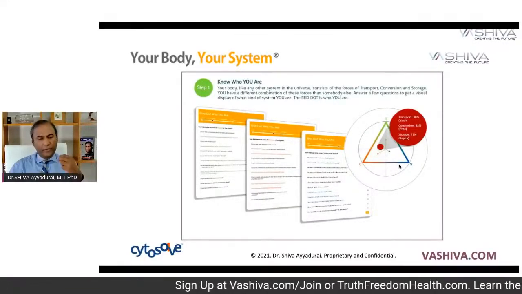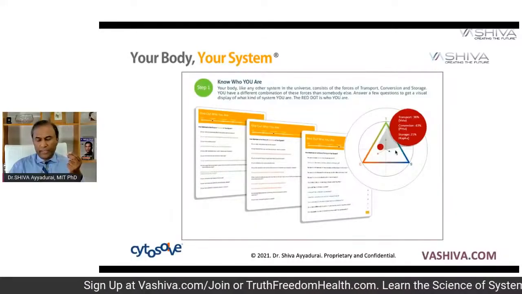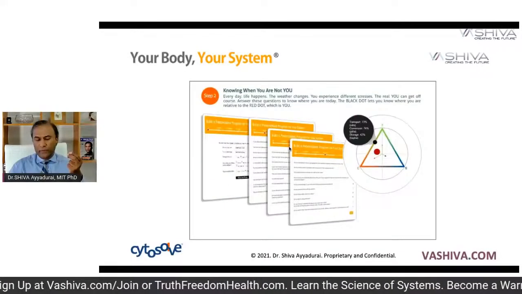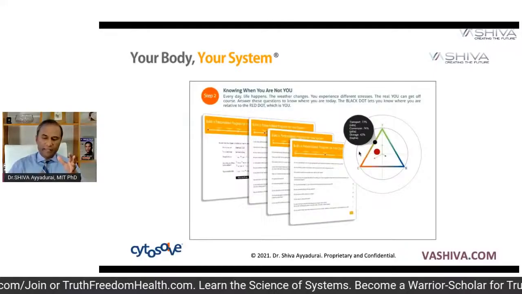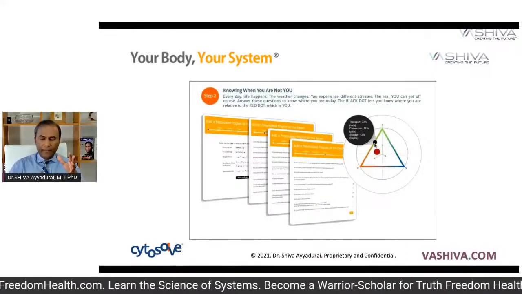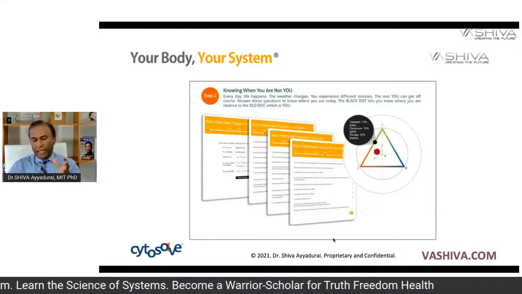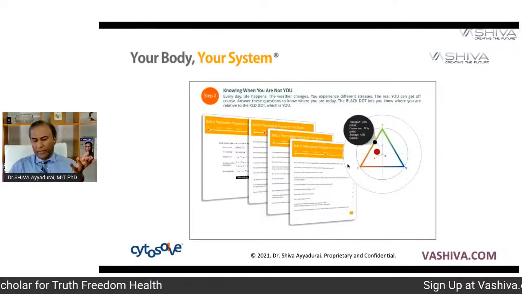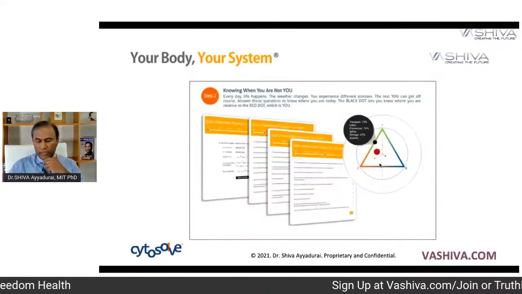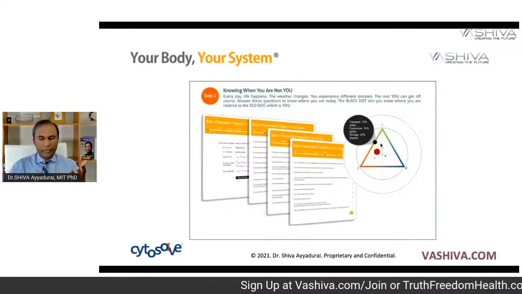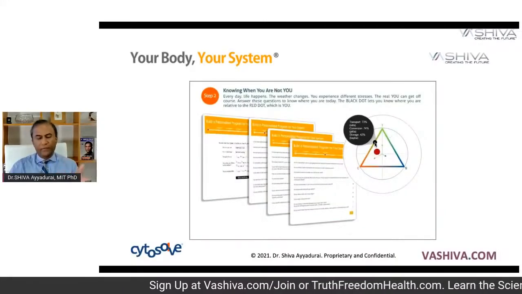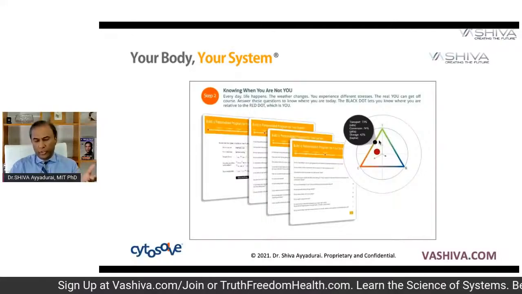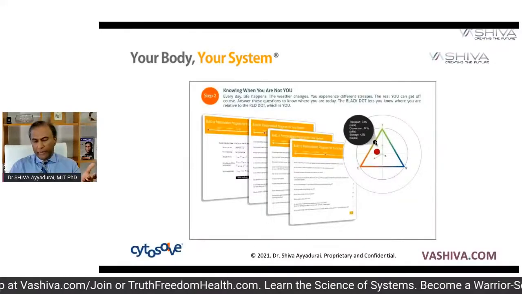Everyone is different. Everyone's a unique system. And the red dot will move. Then, using the tool, you can figure out where your body is at today. That's a black dot, which means if you're not getting enough sleep, the black dot ideally should be on top of the red dot. But no one's perfect, right? So how do you get the black dot to the red dot? The tool would teach you that foods can affect transport, movement. They can affect conversion, things like digestion, or storage. And you can learn how to bring the black dot to the red dot.